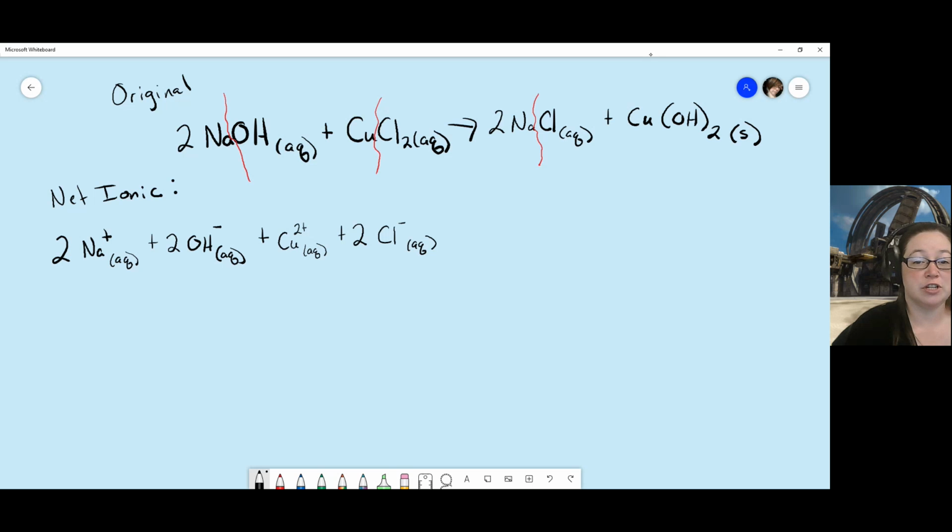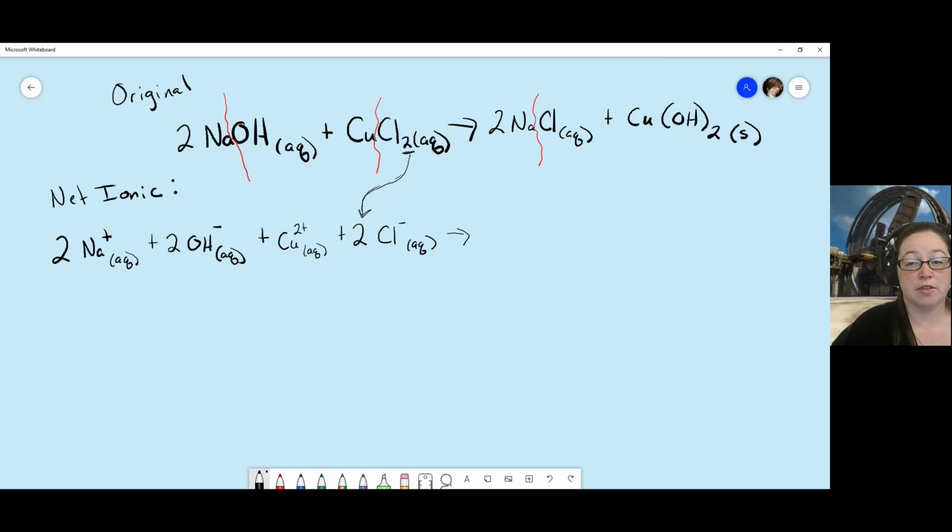Okay, so now the question is, why did I put a 2 in front of my chlorine? I'm taking the subscript because now that it's not in a compound, it's just the ions I'm talking about. You can use the subscript as a coefficient. So that subscript becomes the coefficient for the ion.